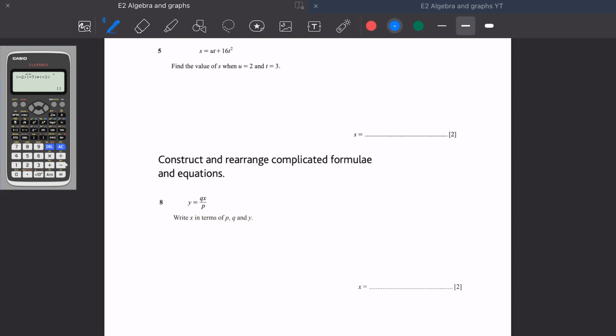Find the value of s when u is 2 and t is 3. So let's read out the question. S is equal to ut plus 16t squared. S is equal to u is 2, t is 3, plus 16 into t squared, which is 3 squared. Get s is equal to 6 plus, 16 into 9 is 144. So s is equal to 150.